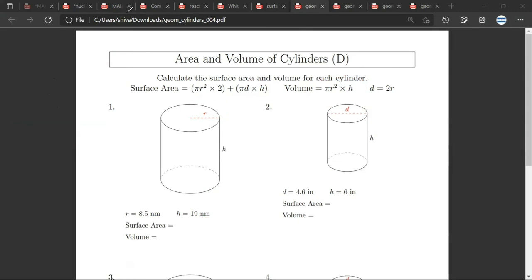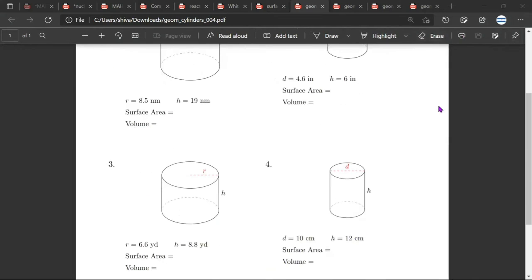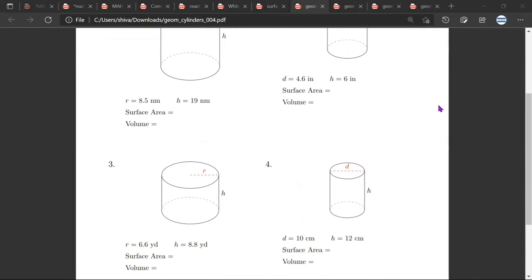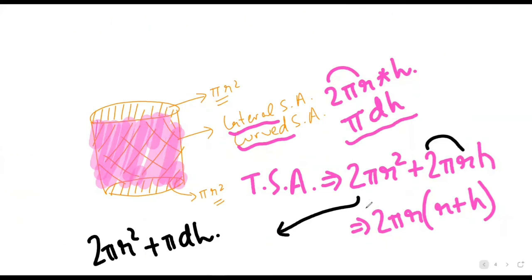So I think I've sent you four worksheets. You can start doing them. And please don't worry about these units. Just write yard square or yard cube, centimeter square or centimeter cube. Satya, have you understood? Yes, sir. Okay, you can start doing the questions. Satya, you want to ask anything? Mr. Satya, you want to ask anything? No, sir. Okay, please start.